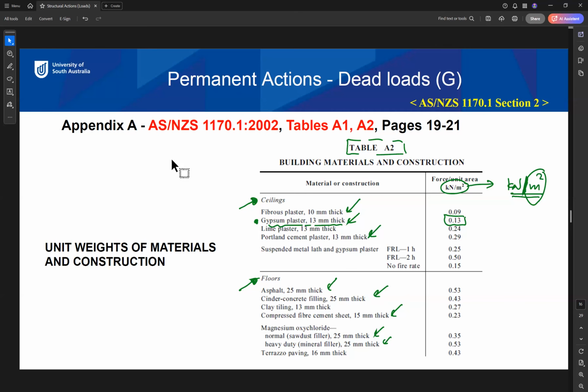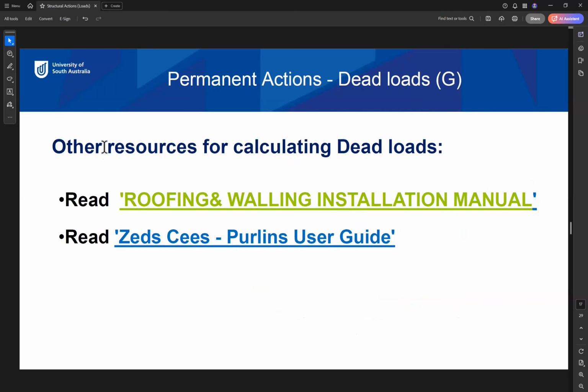Okay, now here are some other resources for calculating dead load. For example, the first one, have a look at this one and this one. We will be using these in the class this week. These two are the roof sheeting weight and the purlins' weight.